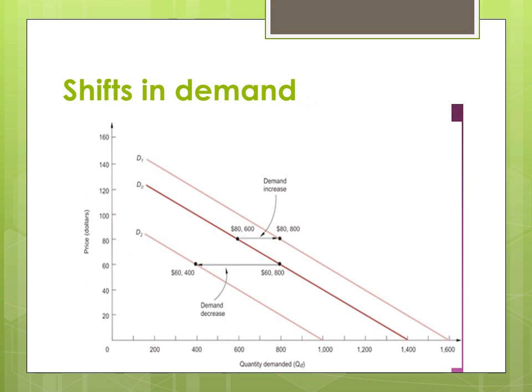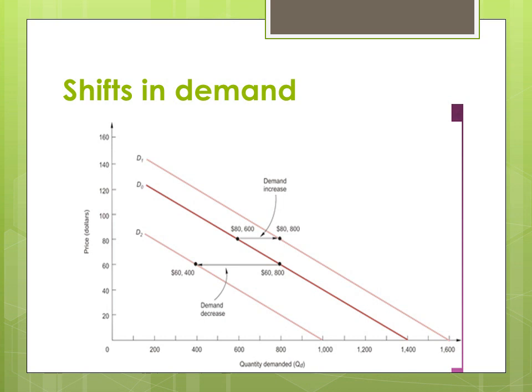Shifts in demand. On the x-axis we are taking quantity demanded horizontally, and on the y-axis we are taking price vertically. So here are three demand curves. Shifts in demand occur due to change in price, price will increase or decrease, and other factors. Other factors mean consumers' income will increase or decrease, consumer taste will change, weather will change, and other factors also will change. So due to change in other factors, demand shifts upward or downward.